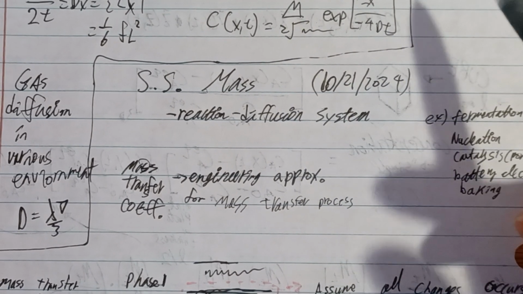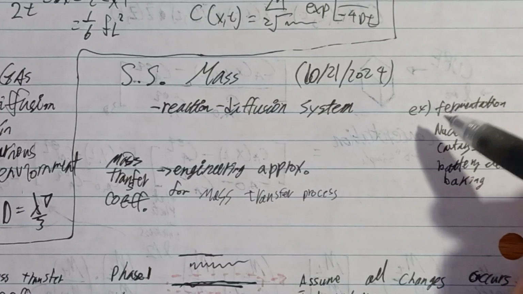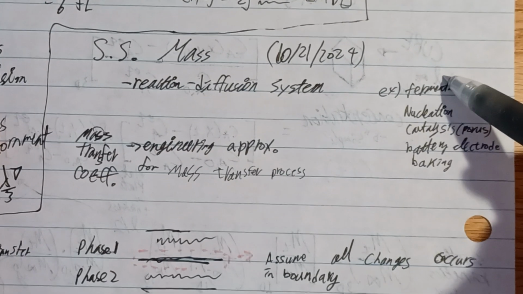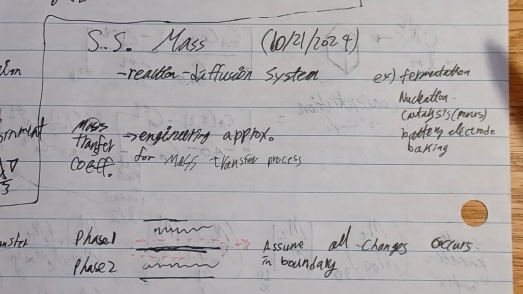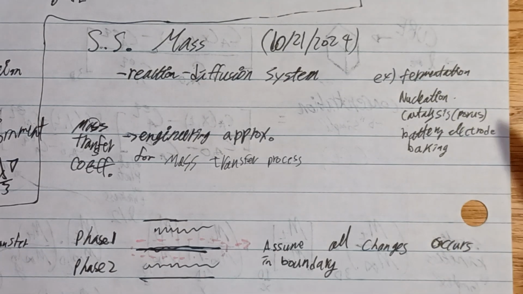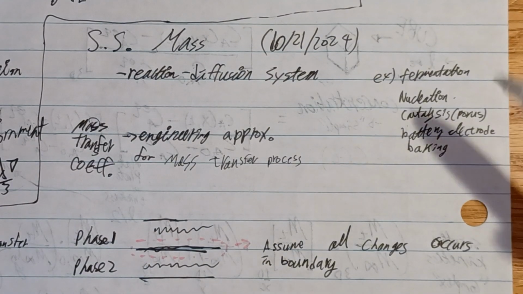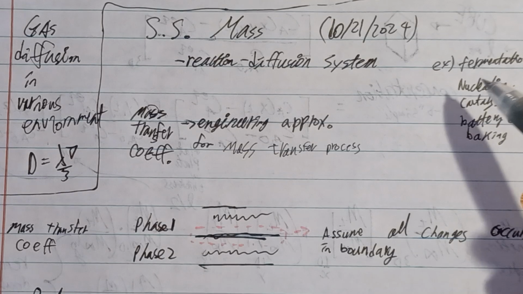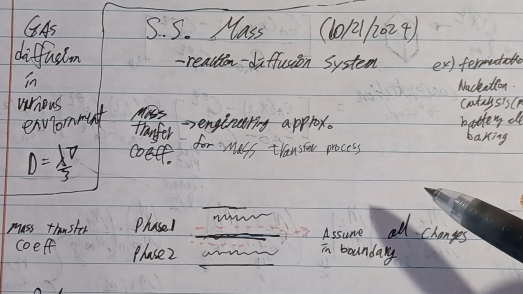And this is steady state mass transfer. So we think of a reaction diffusion system, such as fermentation, nucleation, catalyst, battery electrode, baking, coffee roasting, etc. We usually use a mass transfer coefficient, which is really an engineering approximation for a mass transfer process.